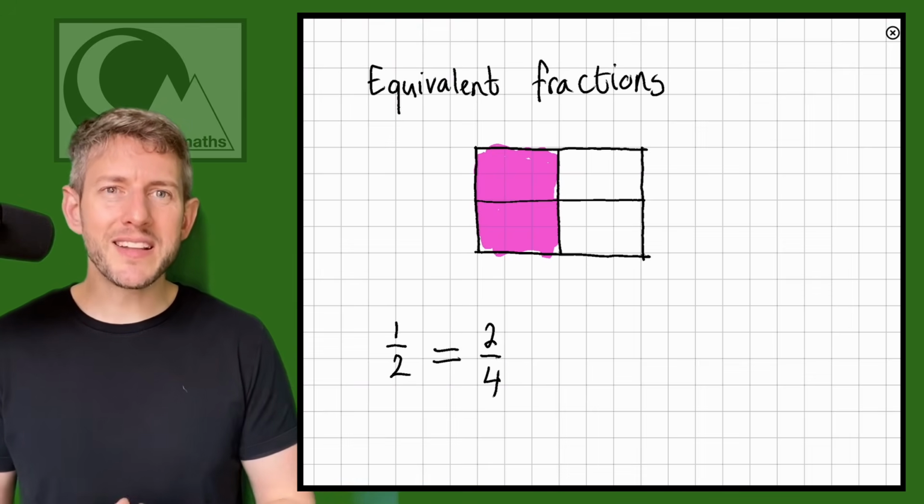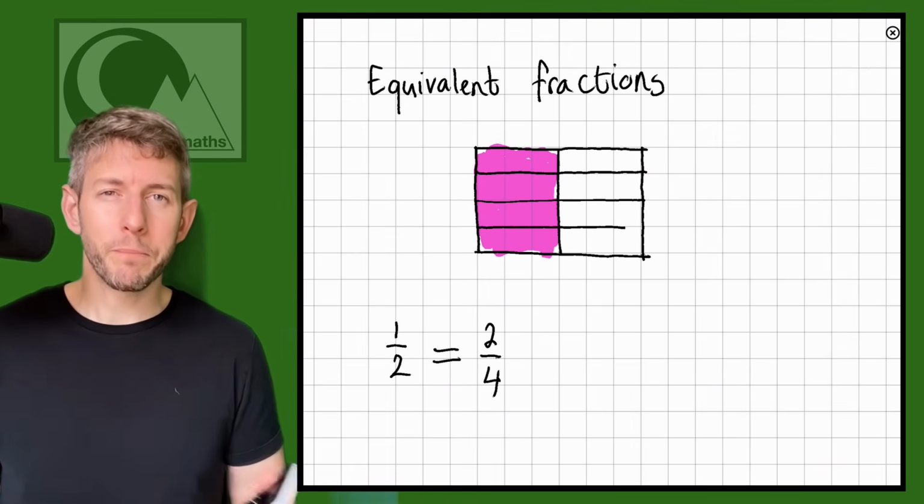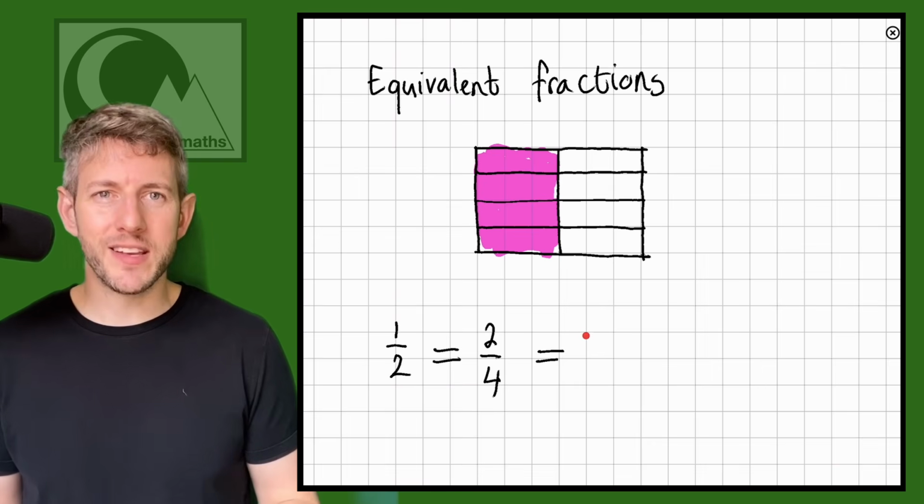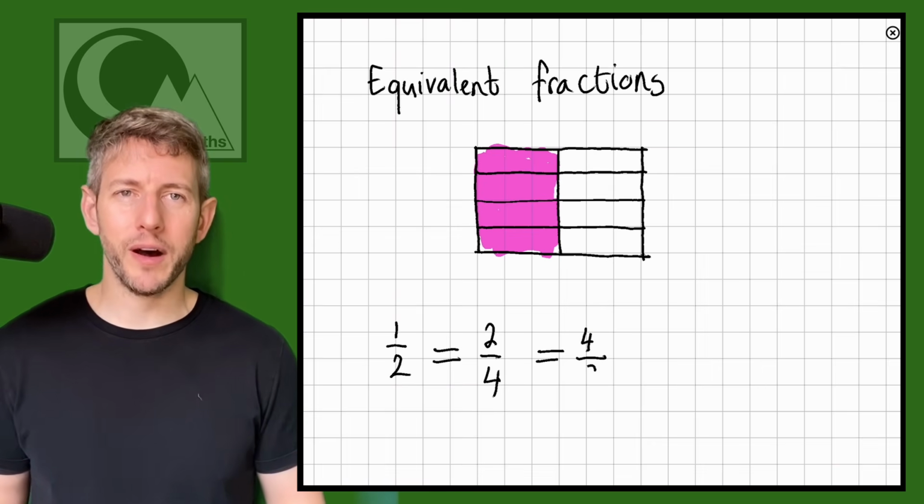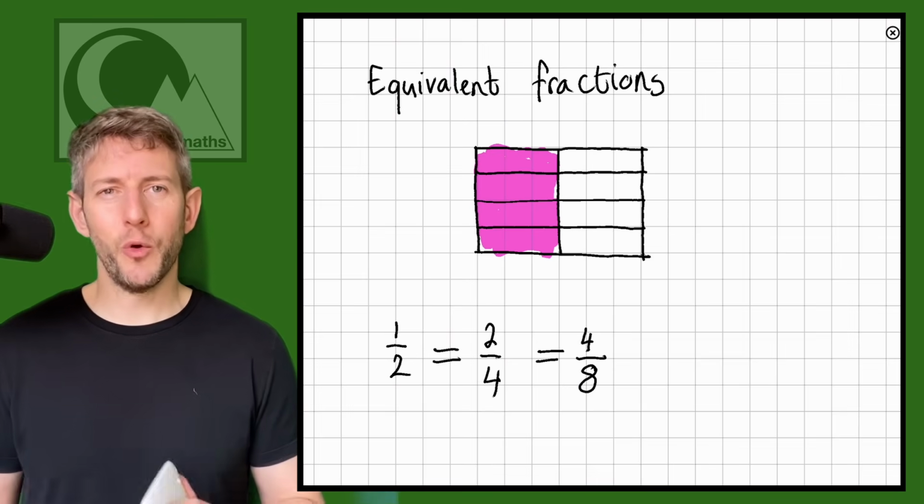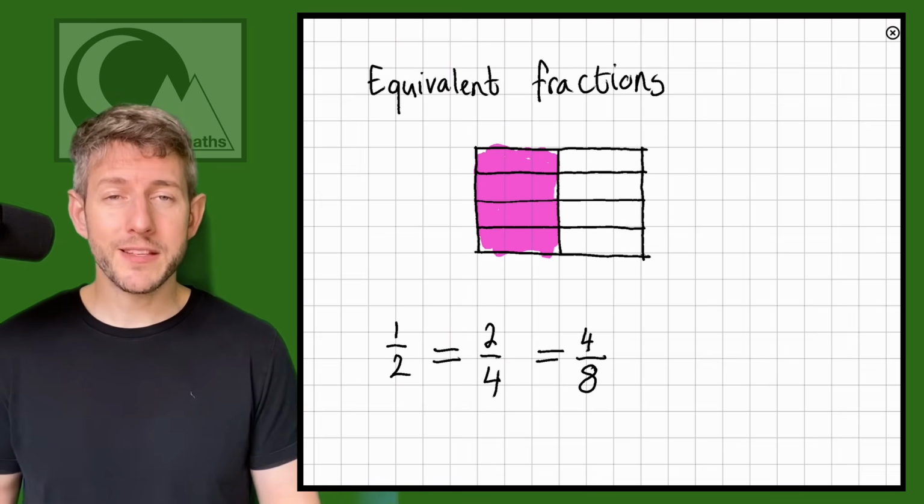Right, let's add some more lines in. Let's say I divide both of these lines by 2 to make 8 equal parts. So now I can see that out of the 8 equal parts, 4 of them are shaded. So now I know that 1 out of 2 is the same as 2 out of 4, and it's the same as 4 out of 8.